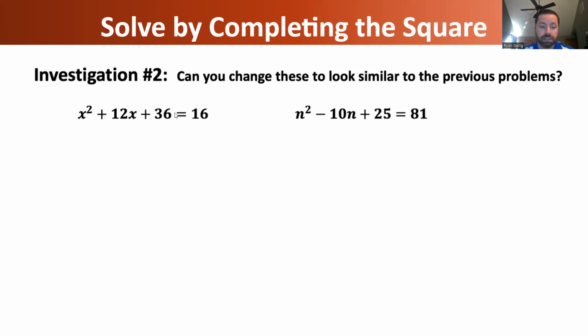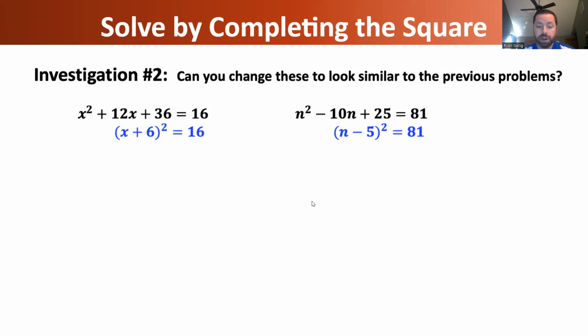Notice I'm not worried about the 16 right now. Are there two numbers that multiply to 36 and add to 12? Well, it would be 6 and 6. I can write it as x plus 6 squared. How about the next one? Is there a number that multiplies to 25 and adds to negative 10? It'd be n minus 5, or n minus 5 squared.